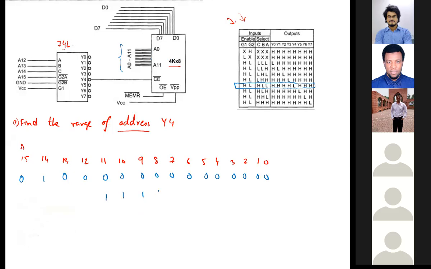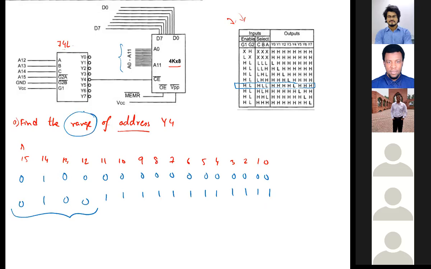And their value can also be all ones. Even if this becomes 1, the previous connection will always be the same. This portion of your value will be fixed. It will always be 0, 1, 0, 0. But this portion can have all zeros, or all ones, or any combination within these two ranges. So that's why the question says find the range of the address of Y4.